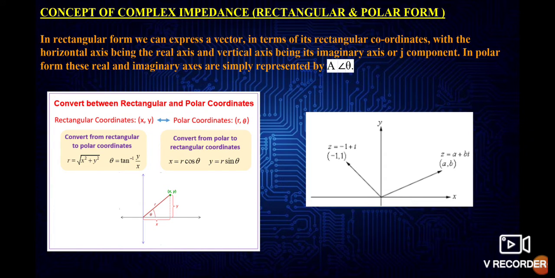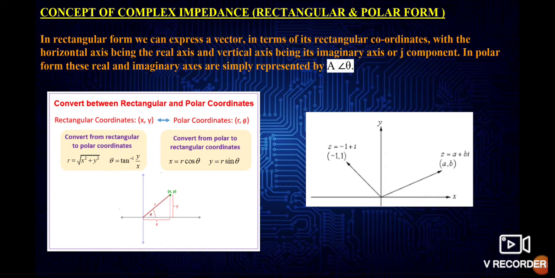Concept of complex impedance, that is rectangular and polar form. So in rectangular form, we can express the vector in terms of its rectangular coordinates, with the horizontal axis being the real one and the vertical axis being the imaginary axis or the j component. In polar form, these real and imaginary axes are simply represented by an angle theta. Converting from rectangular to polar coordinates will give the absolute value as r equals root over of x square plus y square and the angle as theta equals tan inverse y by x.